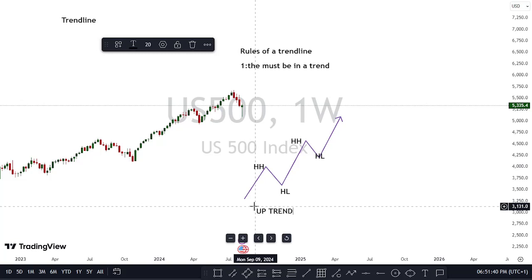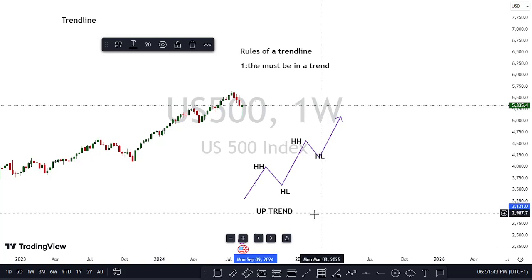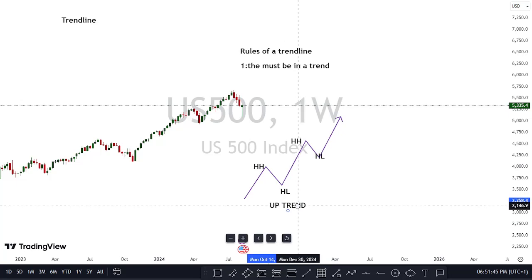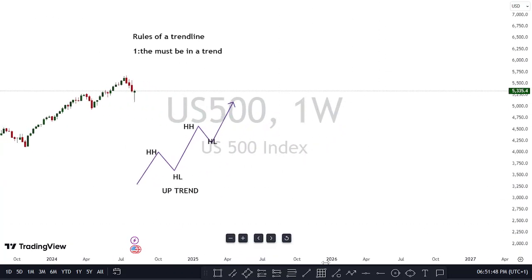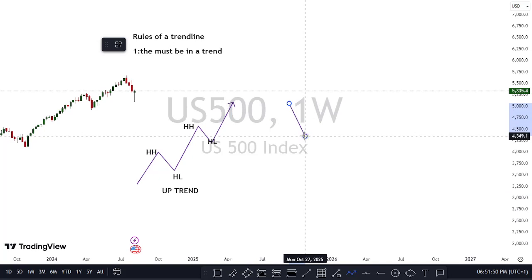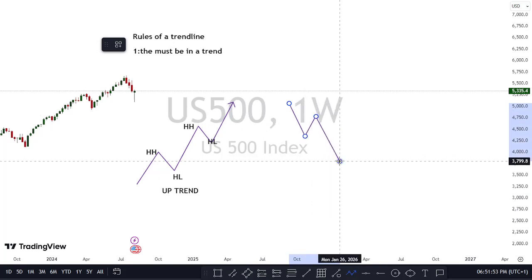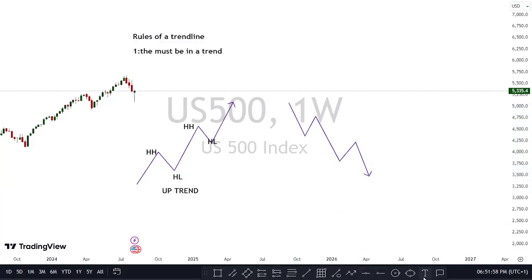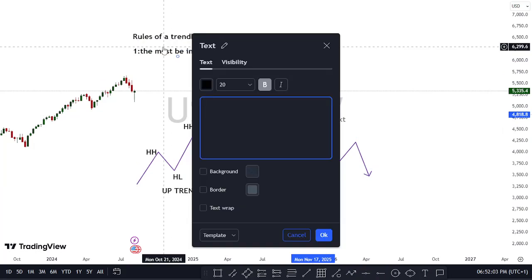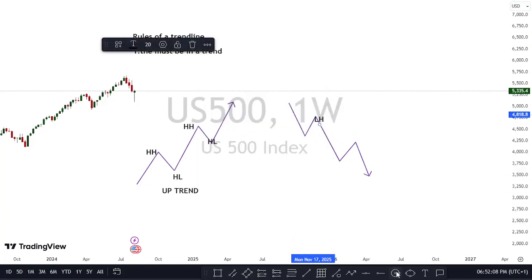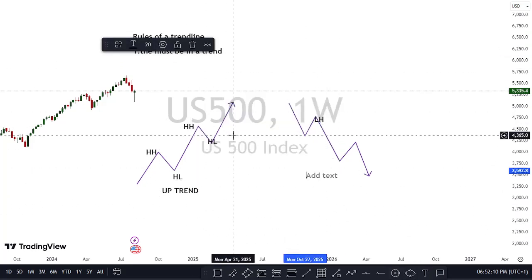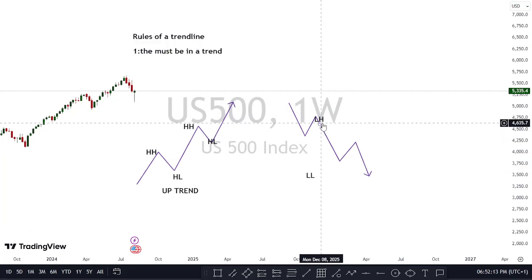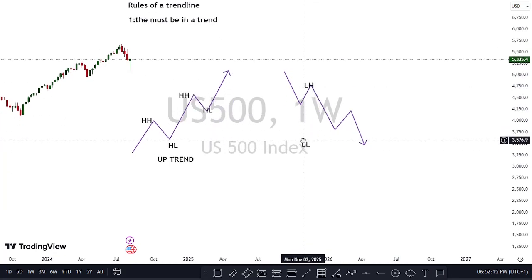Uptrend market. I don't want this video to be long. Trend line is just an easy concept though. So this is an uptrend market, and then this is a downtrend market. And its ability to make lower highs and lower lows. All right, so this is a lower high and this is a lower low.